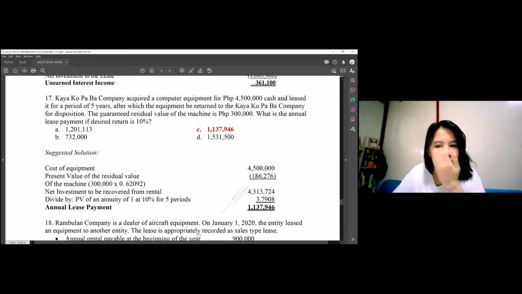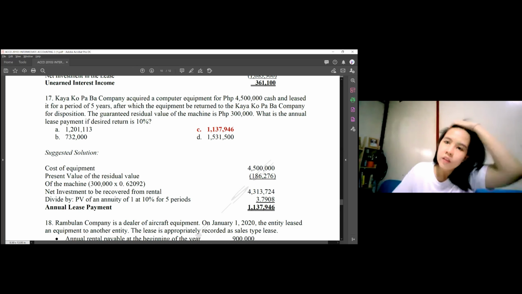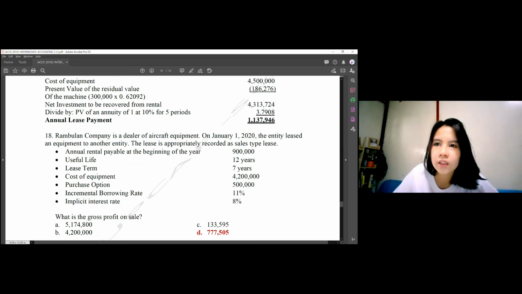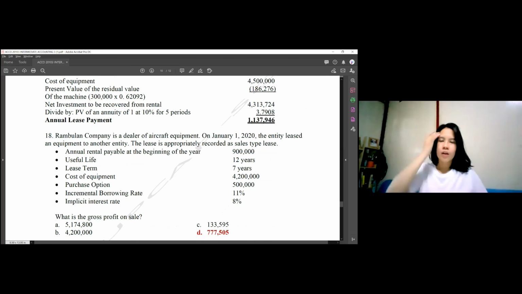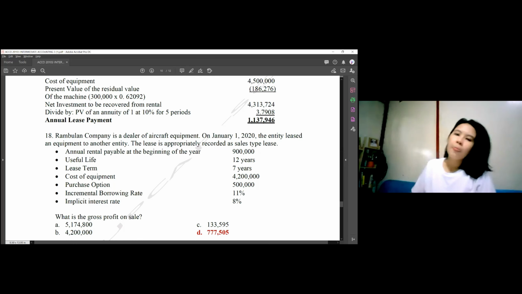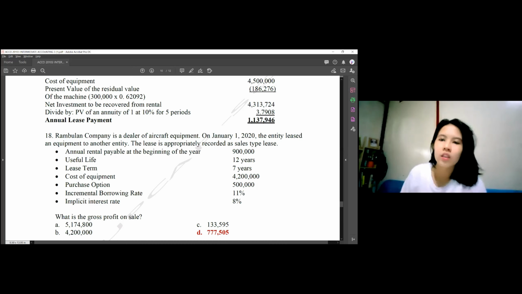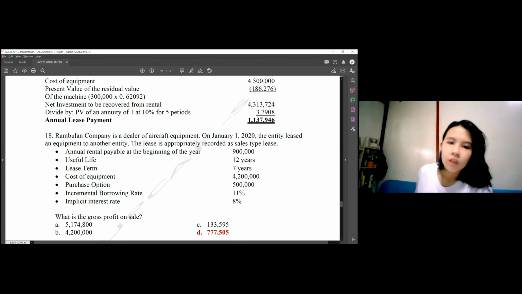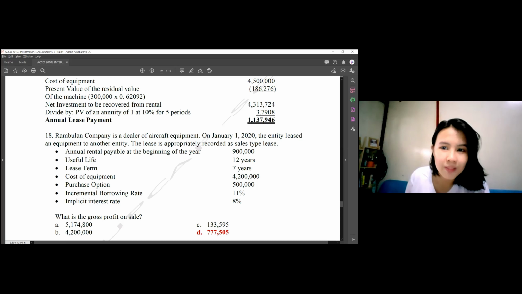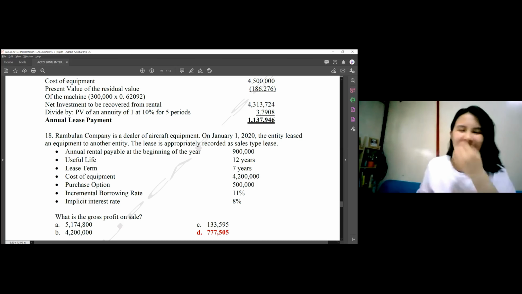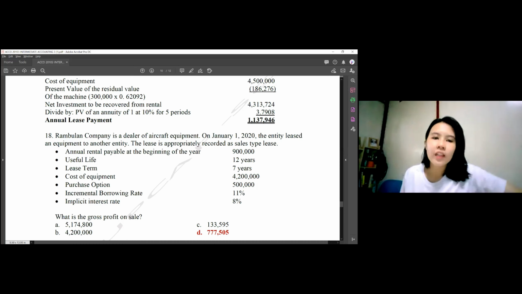Okay. So, for the next problem. Ang sabi, si Rambulan Company daw ay dealer ng aircraft equipment. O, ito na naman si aircraft. So, sa January 1, 2020, si Rambulan Company ay nag-lease ng equipment sa panibagong company to another entity. So, yung lease ay recorded as sales type lease. So, interesting. This will be our first problem, the sales type lease. So, annual rental payable at the beginning of the year, 900,000 rather.